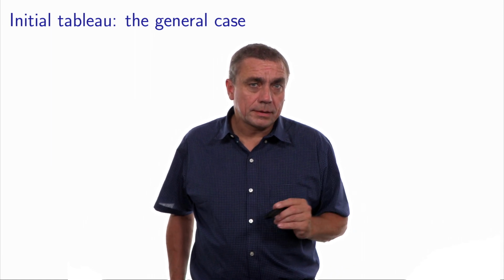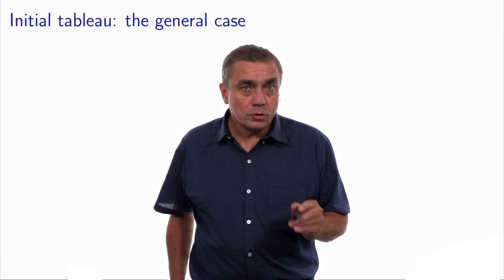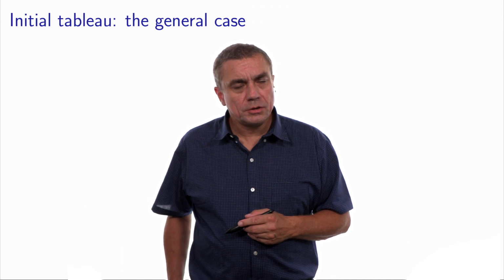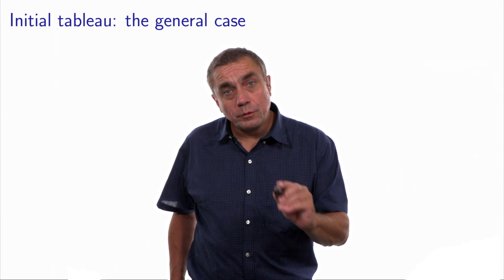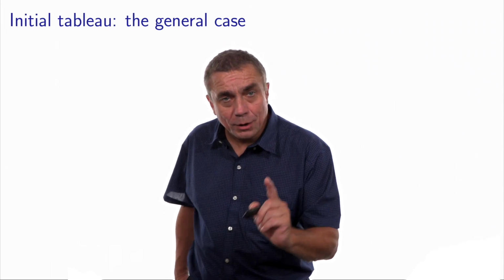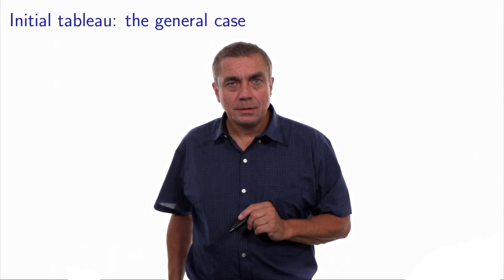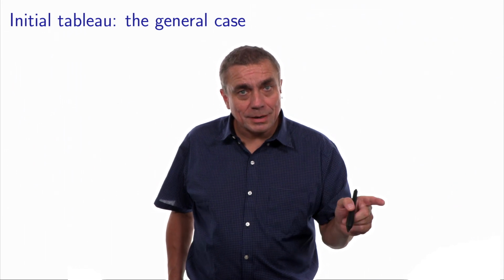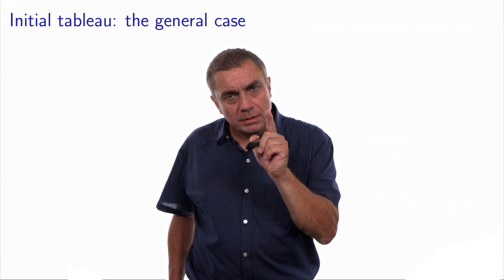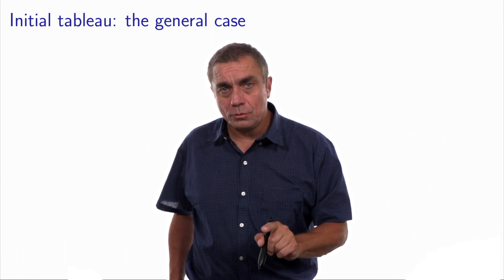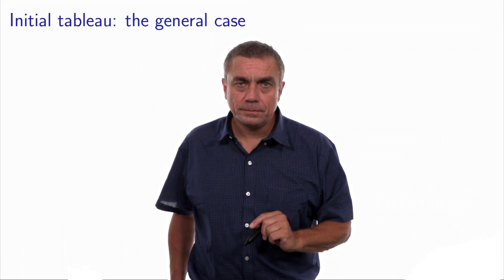Finding a feasible vertex of the constraint polyhedron and the corresponding tableau is in general not an easy task. In this video, we see how to formulate this problem as a linear optimization problem, and then how to use the simplex algorithm to solve it. So here the simplex algorithm will be used to find a feasible solution, not an optimal solution.